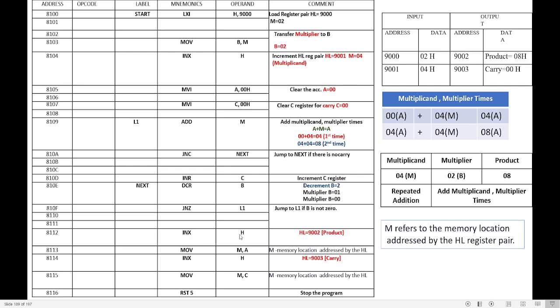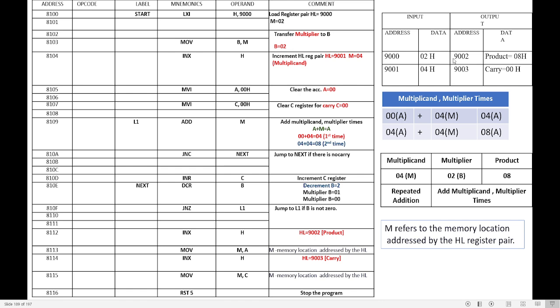Increment register pair HL. Previously HL was 9001. Now I have incremented it, and it becomes 9002. This is the place where I need to write the product. M refers to the memory location pointed to by HL. HL is pointing to 9002. Whatever value I write in M will sit in the memory location pointed to by HL. So where is my product? My final product is sitting in register A. I need to move that product from A to M, so that it sits in the location pointed to by HL.